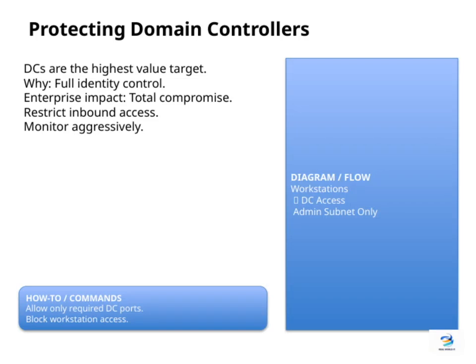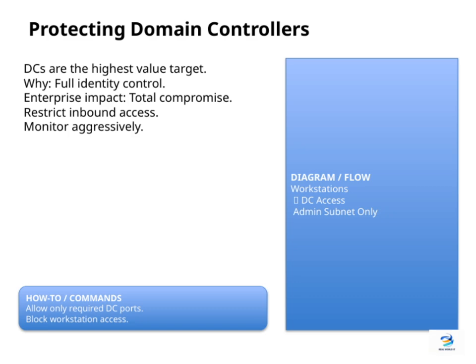All right, let's take a look at this diagram, which illustrates how we can control access to our domain controllers. As you can see, the goal here is to restrict workstation access, meaning only authorized workstations should be able to communicate with the DCs. The key point is that we should allow only the necessary DC ports, those essential for legitimate operation, and block all other access from workstations.